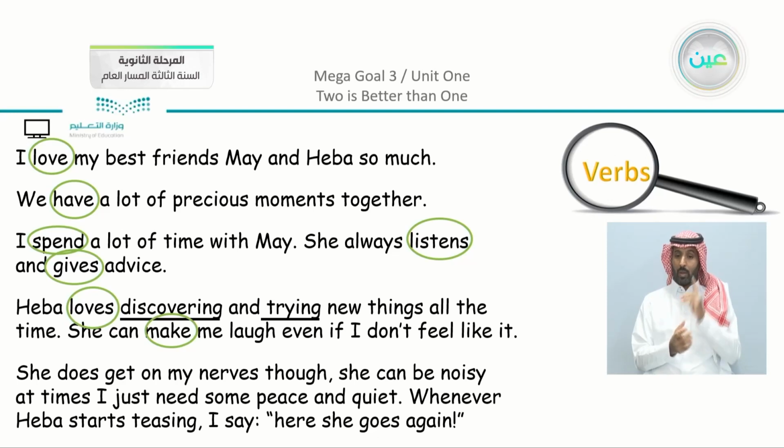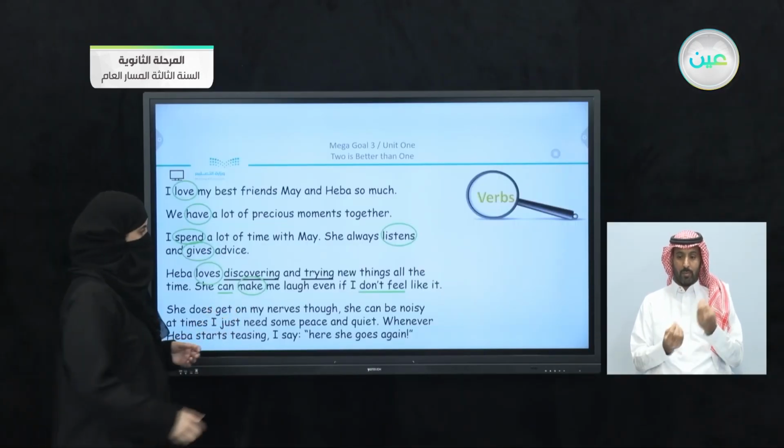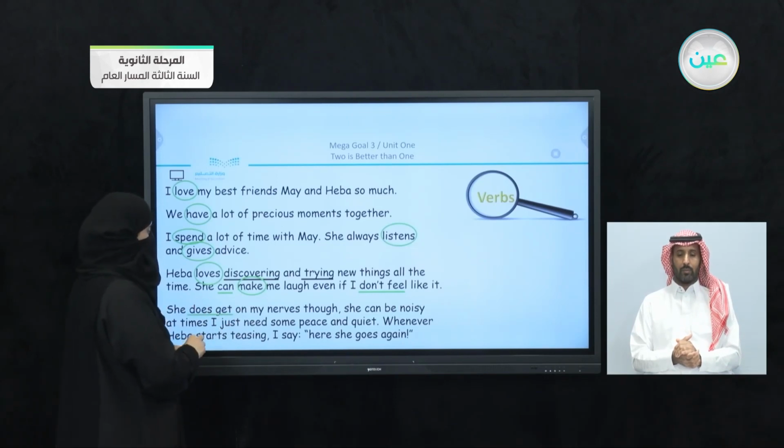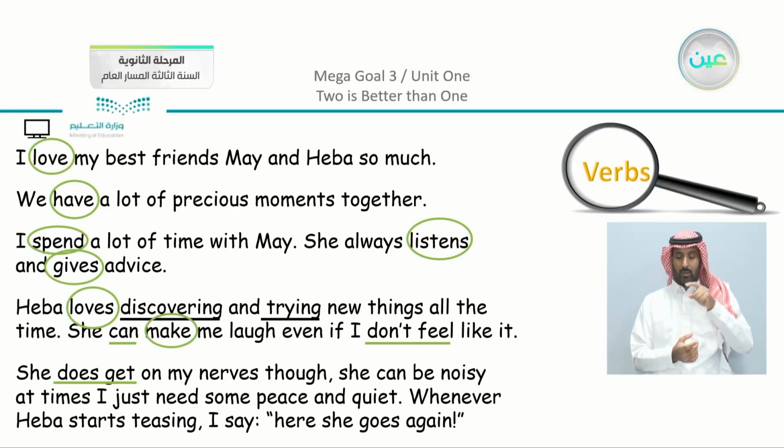We have here make, also as a verb. She can make, so we have here modal with make. I don't feel, you can see that I use don't negative with the verb feel. She does get, now does here, it reminds us of what we took in our grammar lesson, which is the emphatic do. You can see that we have does and get as the base verb. She can be noisy as well. We have here need, and we have here teasing, now discovering, trying, teasing.